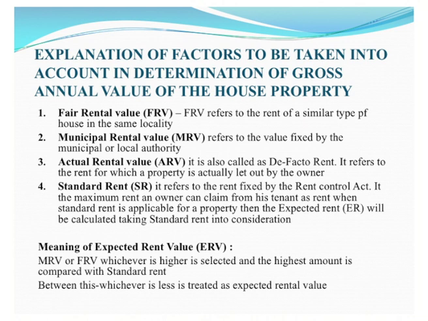The third important factor is the actual rental value, which is simply called ARV. It is also called de facto rent. This is nothing but the rent which has been fixed for a property and which has actually been let out by the owner. Next, standard rent.